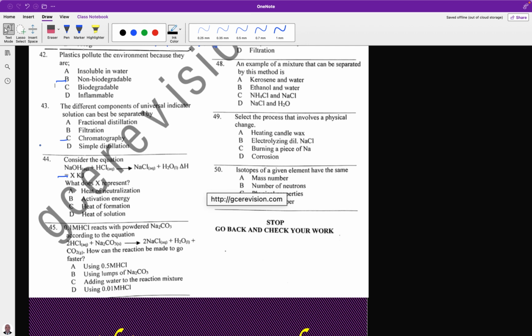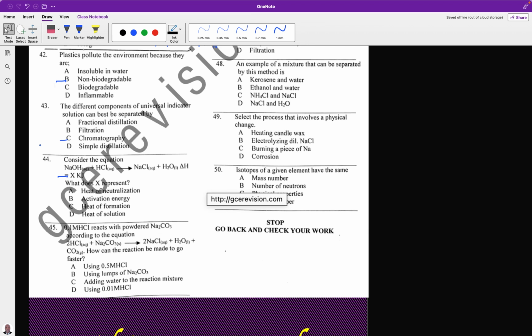For question number 44, consider the reaction sodium hydroxide plus hydrochloric acid gives sodium chloride and water. This is a neutralization reaction. You have been given delta H X kilojoule per mole. Now, what does X represent?